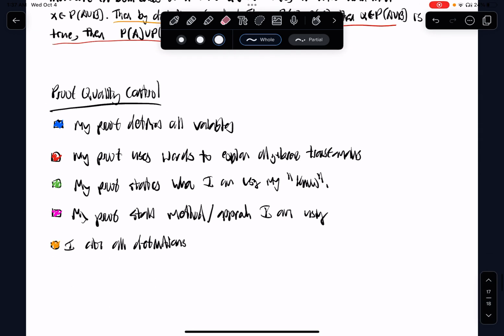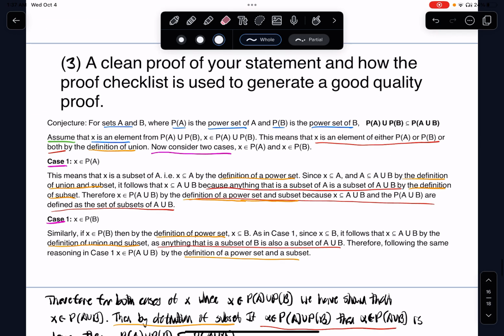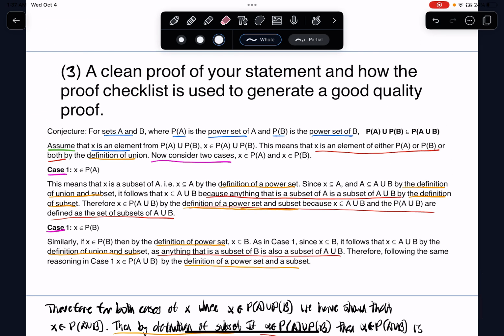And then finally, I cite all definitions and theorems correctly and rely on mathematical formulation. That's the last one, in orange. There I underline in orange the definition of union, definition of power set, and definition of subset being used throughout my proof.